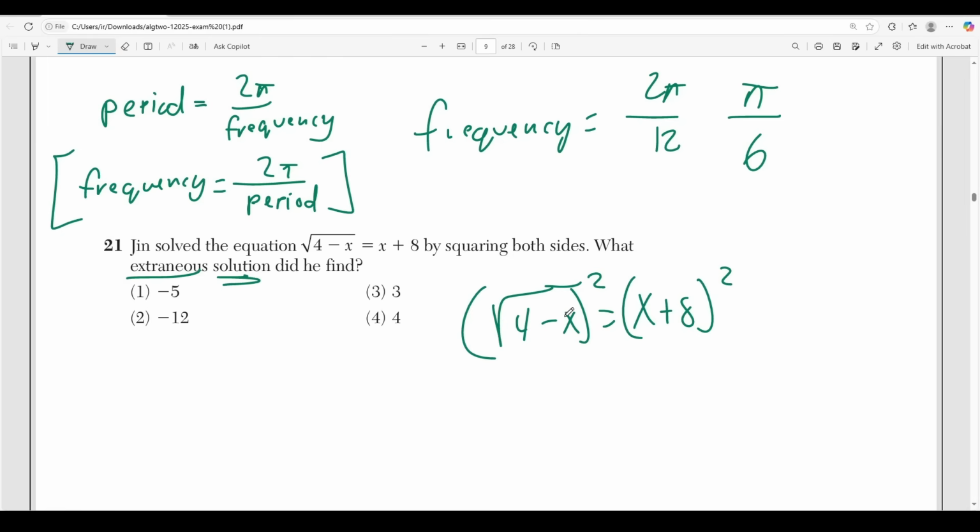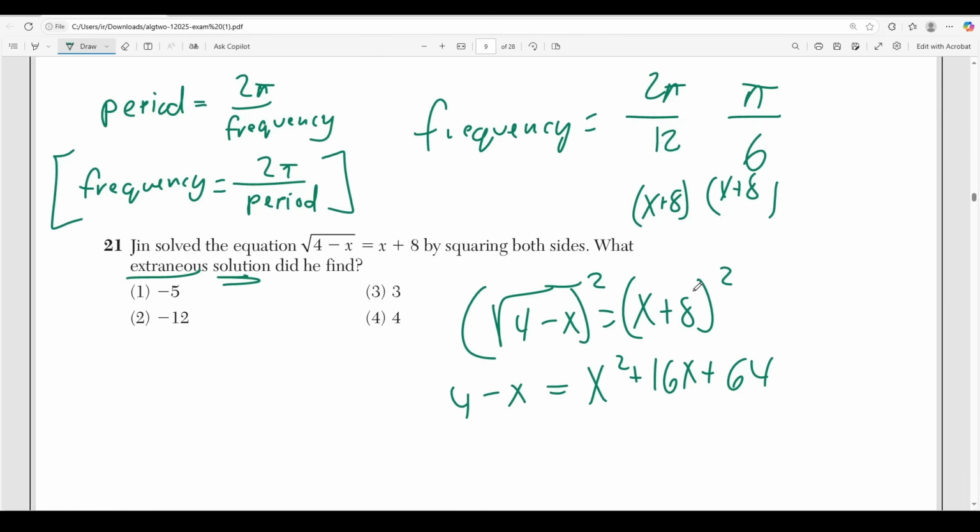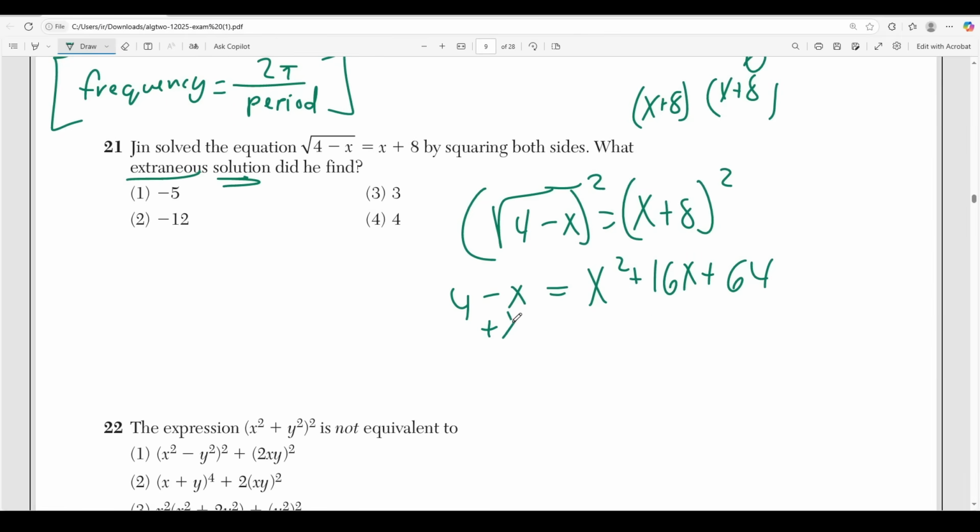So the square root of x minus 4 squared is just x minus 4. And this is equal to x squared plus 16x plus 64. Okay? All I did here was I just did x plus 8 times x plus 8. So from here, all you have to do is just solve for x. So just add x on both sides and subtract 4 on both sides. So you get that 0 is equal to x squared plus 17x plus 60.